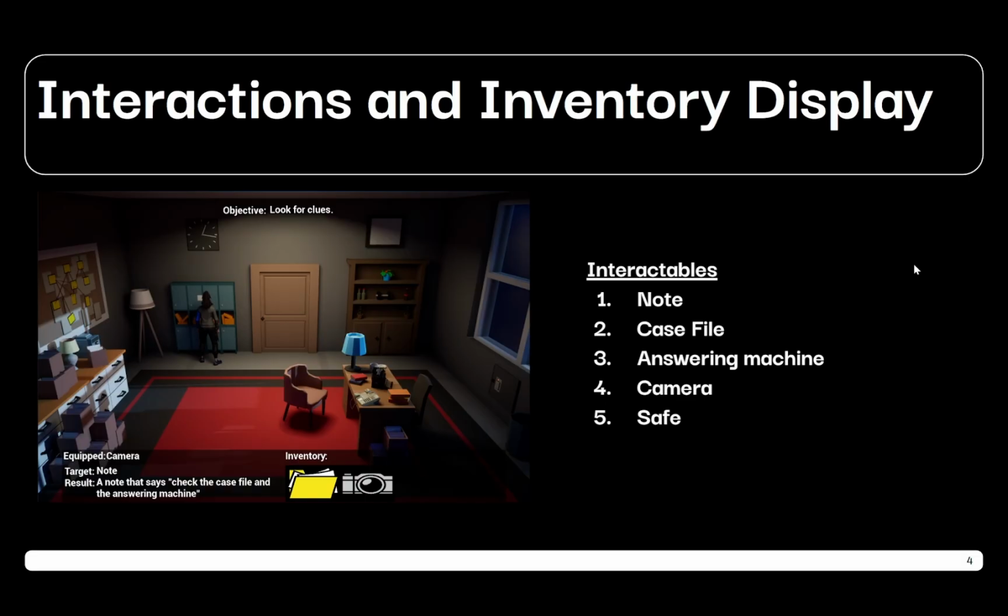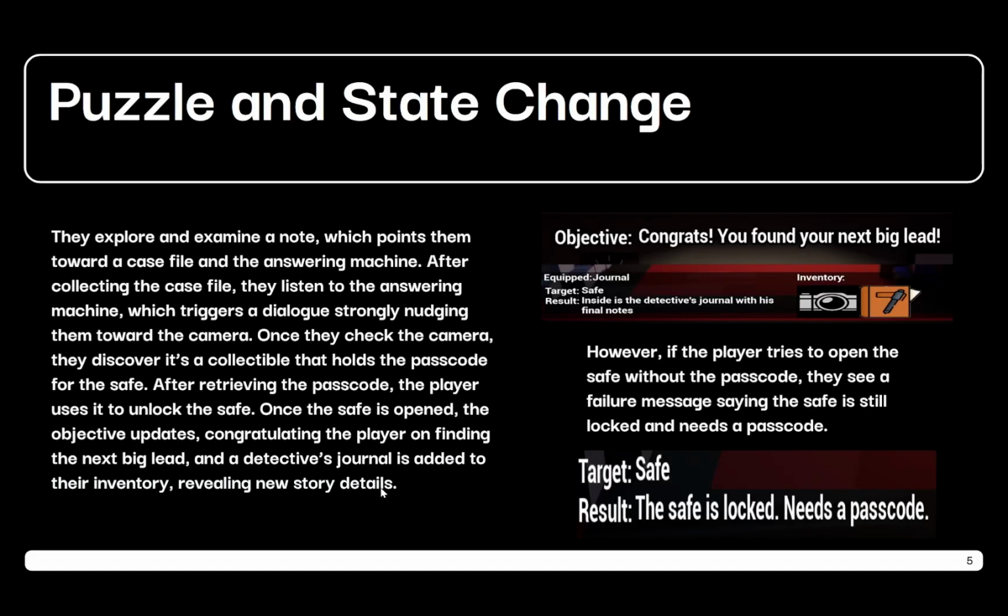Interactions and the inventory display. As you can see here, there's a screenshot of interactions. Hovering over the note shows up in the UI as note, and clicking on the note gives me an interaction text, and the note says to check the case file and the answering machine. I have only five interactables in this project: the note, the case file, the answering machine, the camera, and the safe. Also, you can see here in the inventory that the case file and camera have already been added to it.